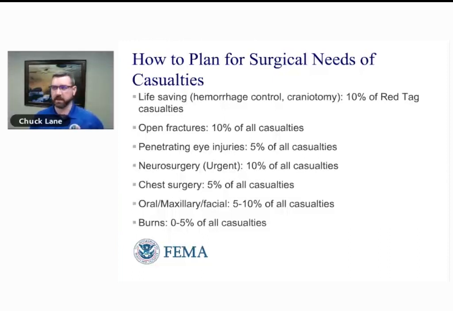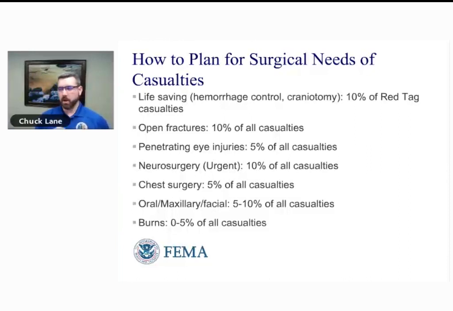So open fractures, eye injuries, urgent neurosurgeries, chest surgeries, oral maxillofacial surgeries, and then burns. And they kind of go down the list of these, but the key takeaway with this is that typically in a natural disaster, only about 10% of your red tag casualties require those stat emergency life-saving surgeries. Most of your casualties are going to be somewhere below that. They may need surgery eventually, but we can stabilize them right now, or a lot of the patients are just going to need some care and they can be sent home.